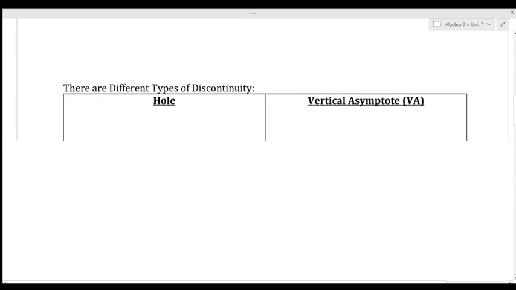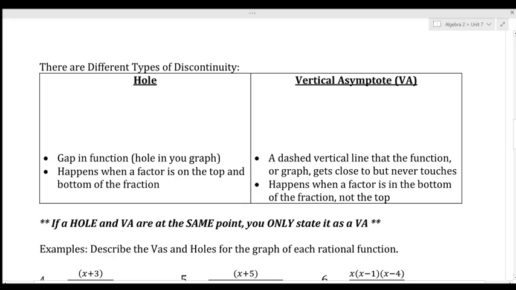All right. Now, there are different types of discontinuity, okay? There's holes and there's vertical asymptotes. Now, what a hole will look like on the graph, it is going to be super confusing. Are you ready for this? You have your graph, there's a big hole in your graph, okay? So, a hole is a hole in the graph. So, this means it's a gap in your function, a hole in your graph.